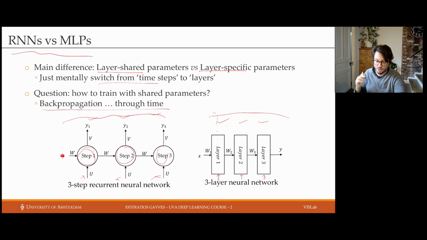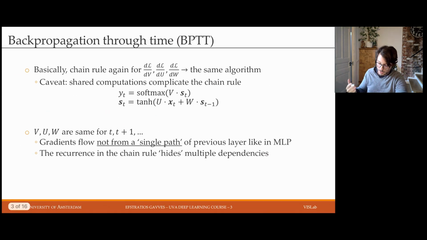So we've got backpropagation through time. Now, backpropagation through time is basically the chain rule again, and our focus is on computing the gradients regarding our three parameters: the gradient of the loss with respect to the output parameters, the memory parameters, and the input parameters. Other than that, it's exactly the same algorithm. It's chain rule, the same mathematics. One caveat, something that makes things a bit more complicated, is that because we have shared computations, the chain rule becomes a bit more involved.